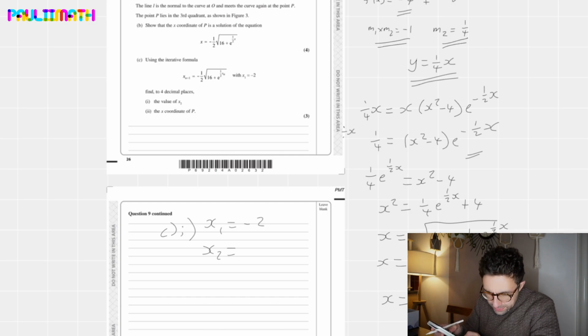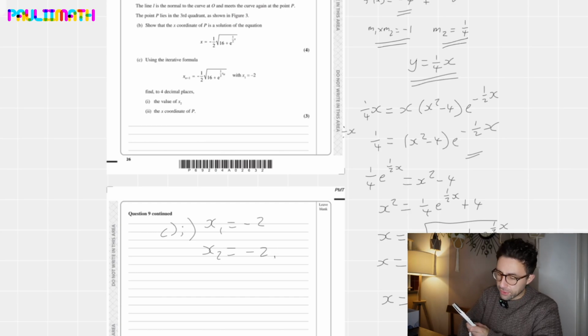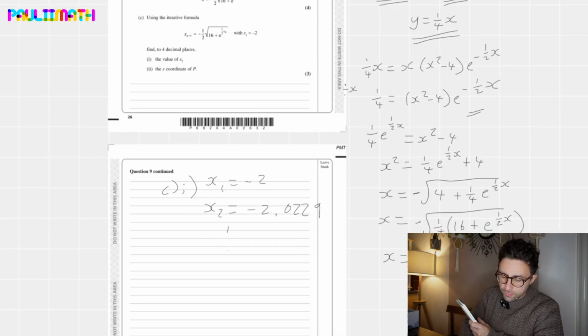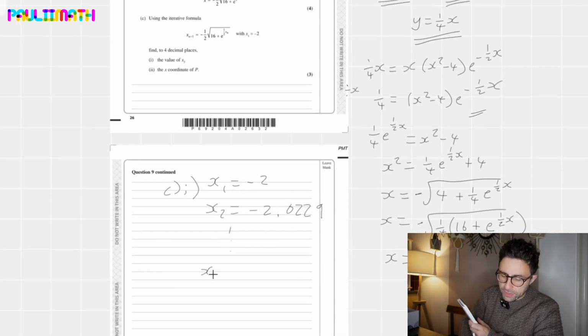It's kind of part of the skill, calculator skills, just making sure you put it in all okay. If I press equals once, I am getting minus 2 point, how many decimal places? 4. 0, 2, 2, well, it's 8, 6, so 9. And then if I keep pressing that until it stabilizes, the actual x coordinate of p is minus 2.0226.